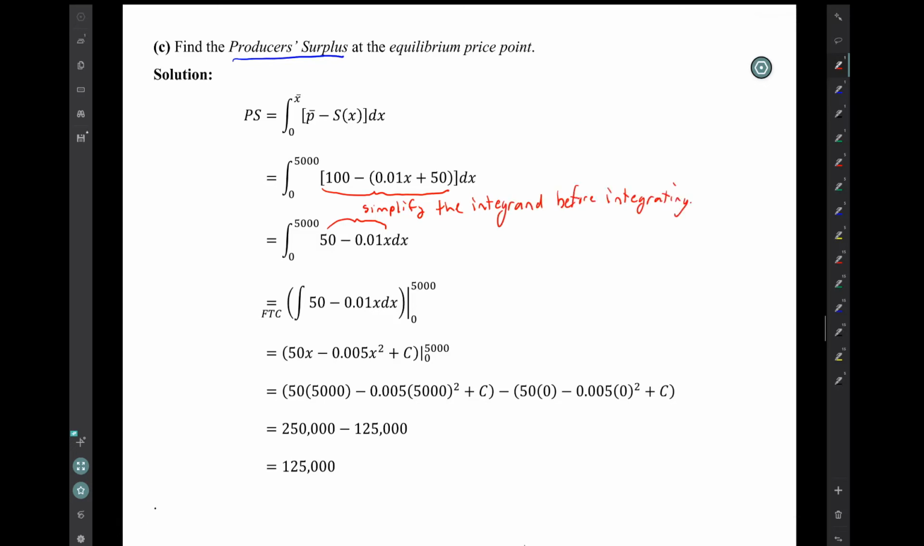Then we have the same kinds of steps that we have in all of these problems. We have the step where we use the fundamental theorem of calculus to replace the definite integral with a calculation involving an indefinite integral. The result of the indefinite integral comes in here with its constant of integration. The constant of integration gets canceled in the first subtraction step. The rest of the careful arithmetic goes on, and we end up with a value of 125,000 for producer's surplus.